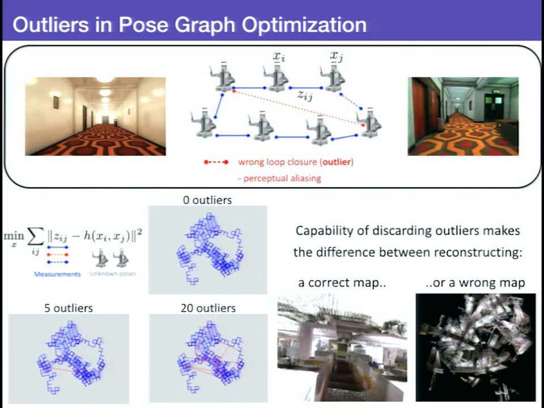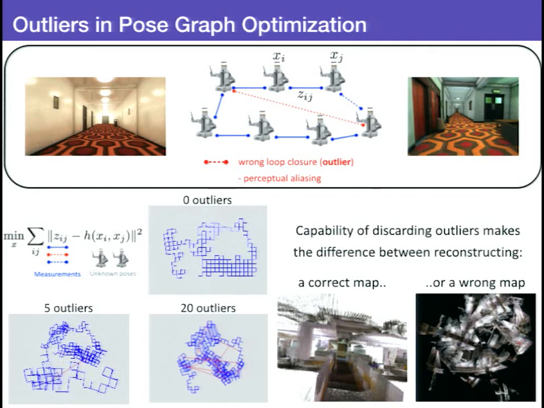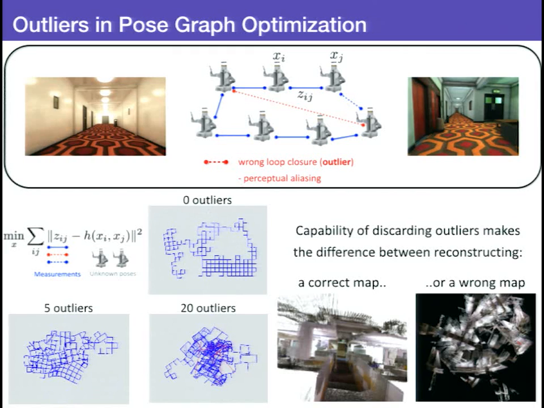Why is this important in practice? Because when we try to solve pose graph optimization, if there are no outliers, after a few iterations we converge to a very good solution. However, in presence of a few outliers, the solution gets very messy. So essentially, discarding outliers makes the difference between a correct map and a very bad map that you cannot use for navigation.